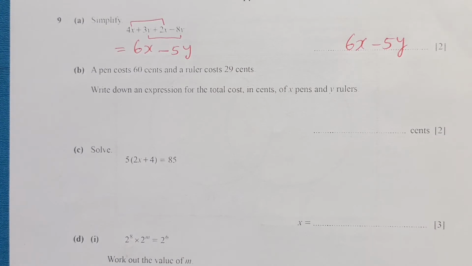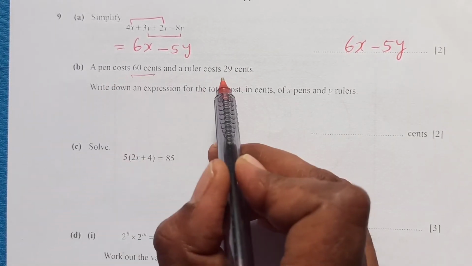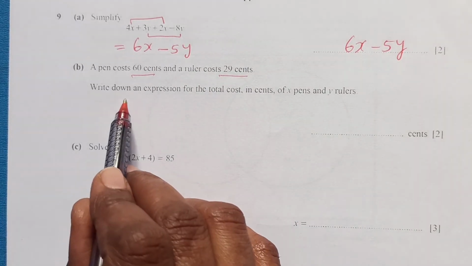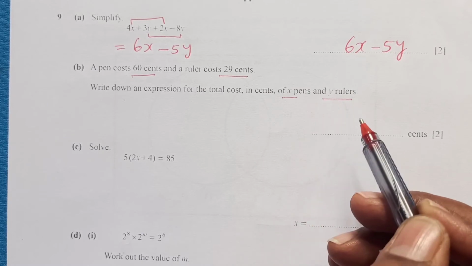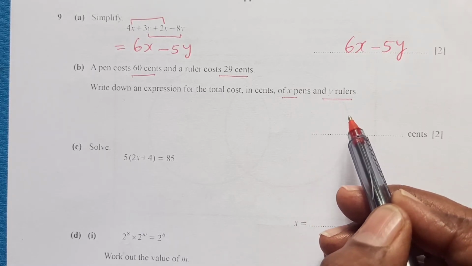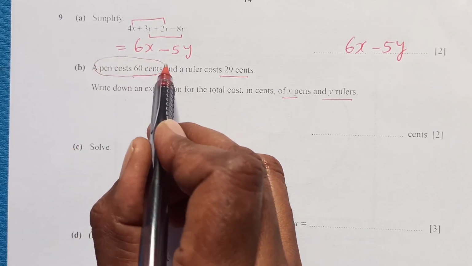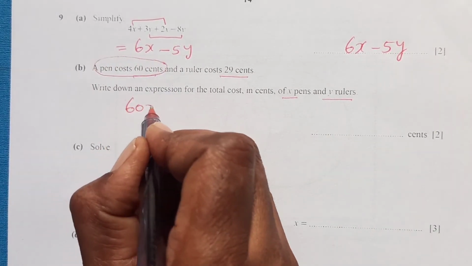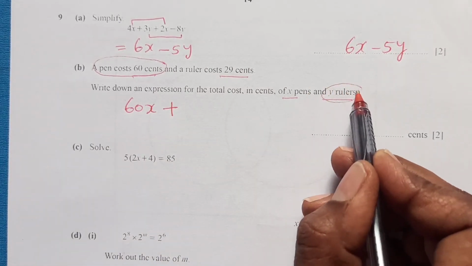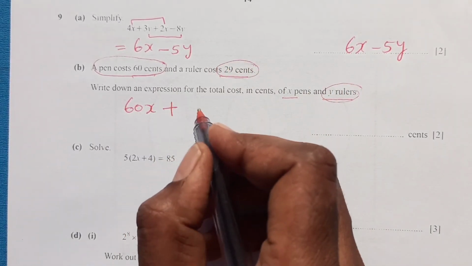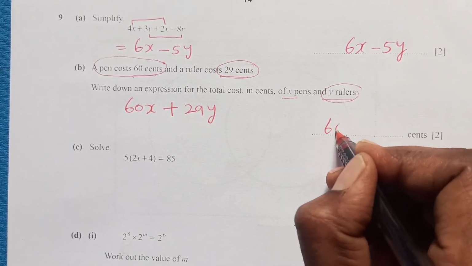Right? Now, part B. A pen costs 60 cents and a ruler costs 29 cents. Write down an expression for the total cost of x pens and y rulers. So one pen costs 60, so x pens will cost 60x, right? The total cost is plus, then one ruler costs 29, so it is 29y. So the answer is 60x plus 29y.